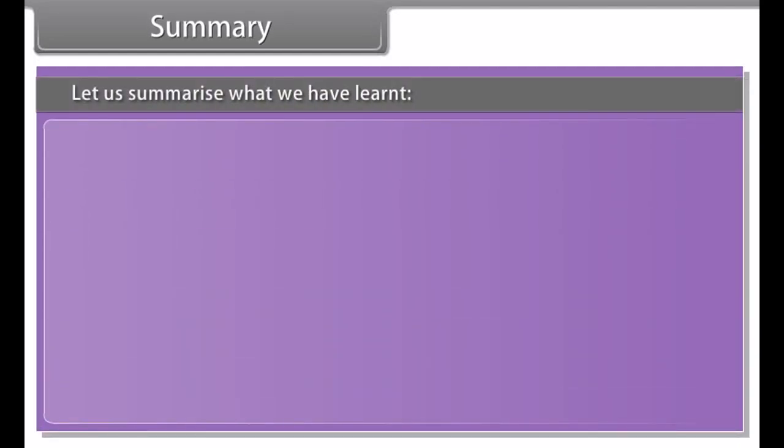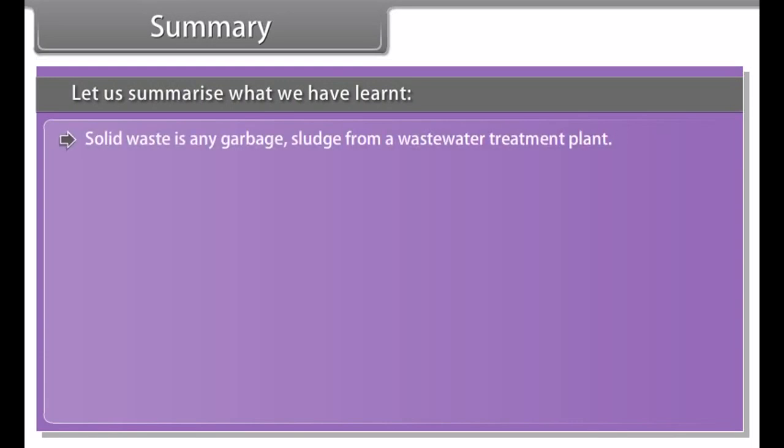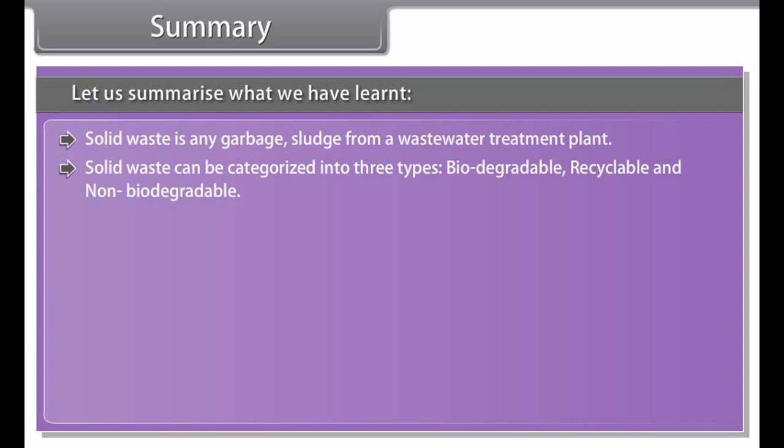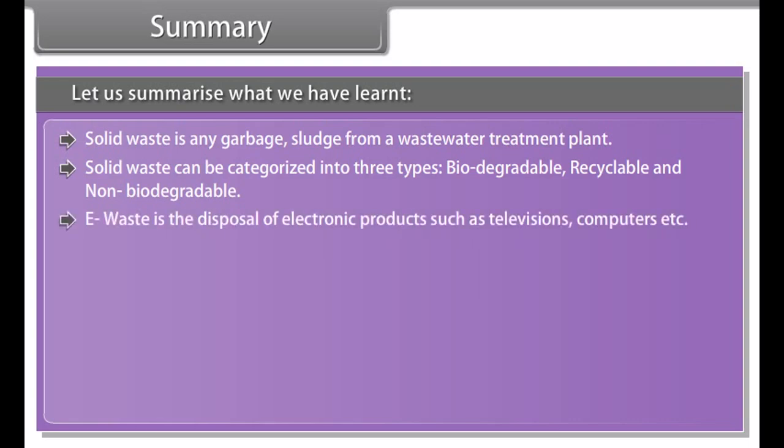Summary. Let us summarize what we have learned. Solid waste is any garbage, sludge from a waste water treatment plant. Solid waste can be categorized into 3 types: biodegradable, recyclable, and non-biodegradable. E-waste is the disposal of electronic products such as televisions, computers, etc.